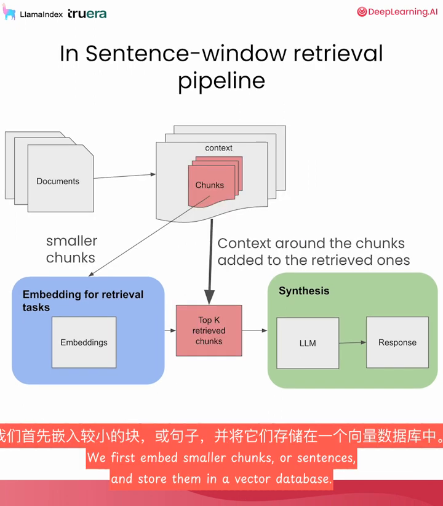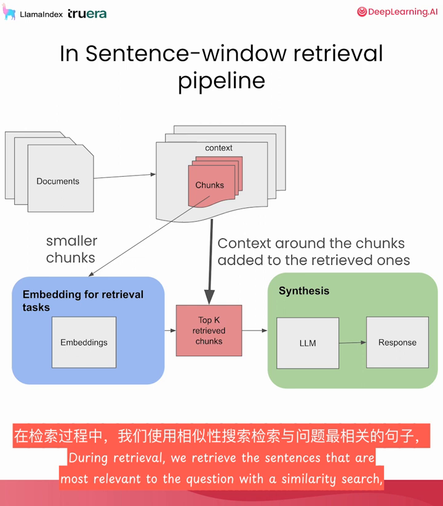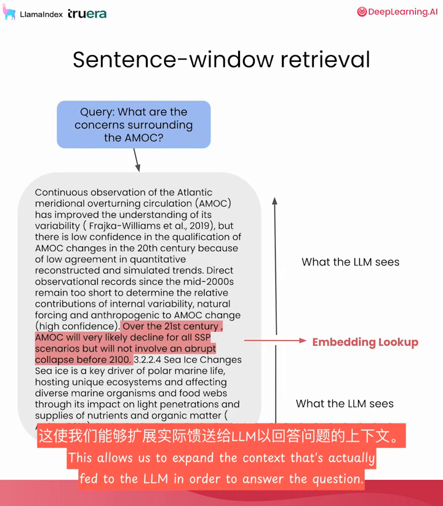We first embed smaller chunks or sentences and store them in a vector database. We also add context of the sentences that occur before and after to each chunk. During retrieval, we retrieve the sentences that are most relevant to the question with a similarity search, and then replace the sentence with the full surrounding context. This allows us to expand the context that's actually fed to the LLM in order to answer the question.